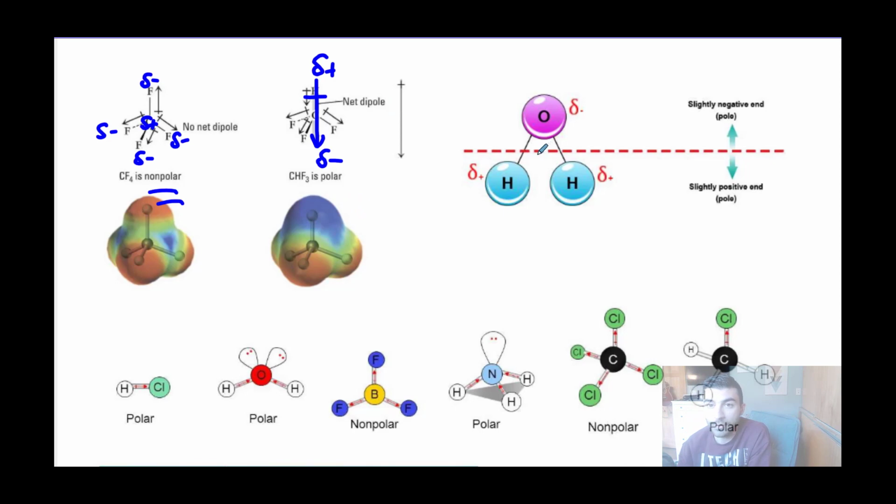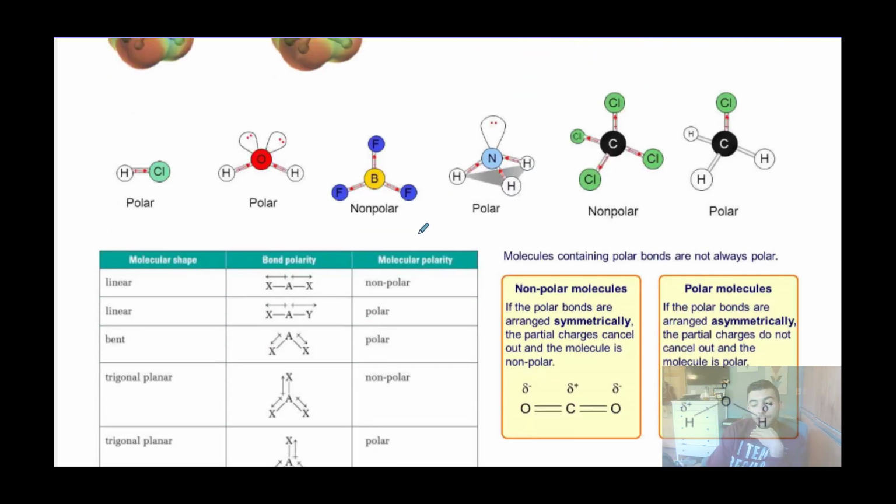Water is a famous polar molecule. Its bent shape and its 2 polar bonds show that the net movement of electrons is up towards the oxygen. That's why this end is more negative and this end is more positive. So we have to look at the shape of the molecule and whether or not the polar bonds, if they exist, cancel or not.